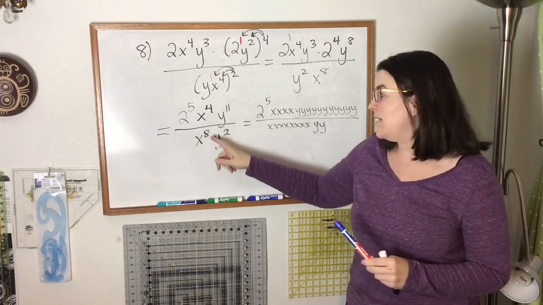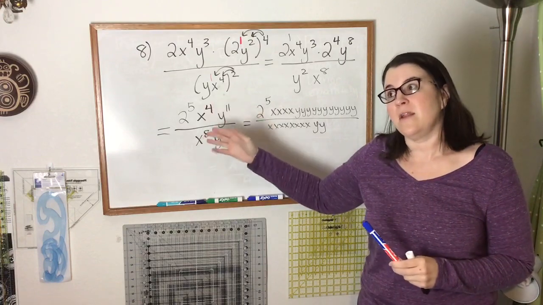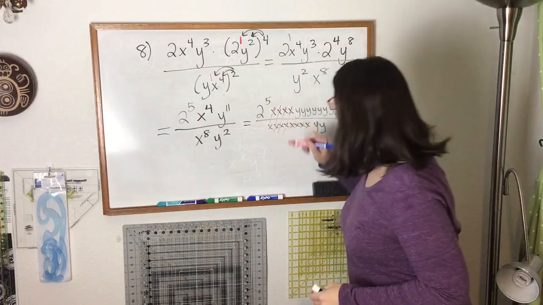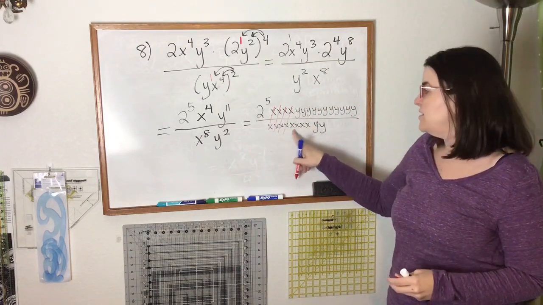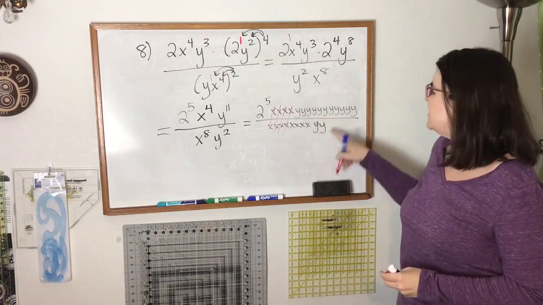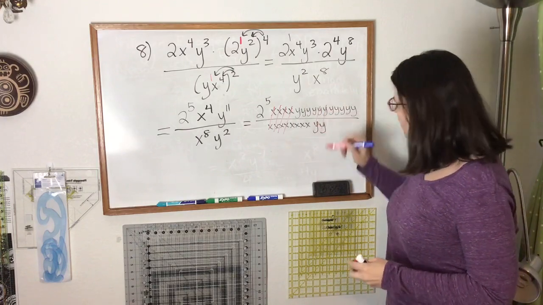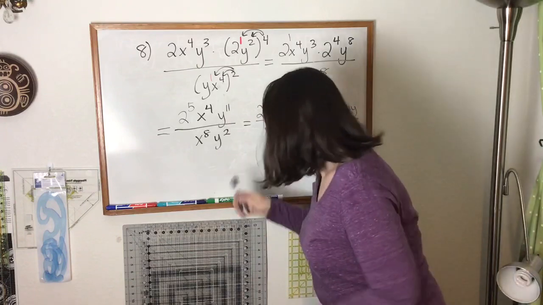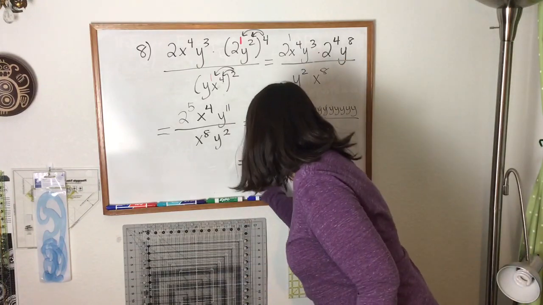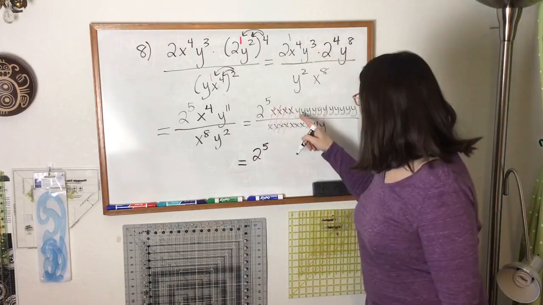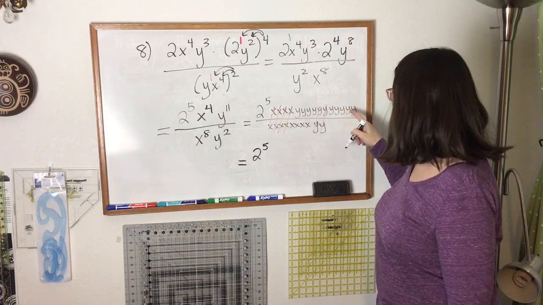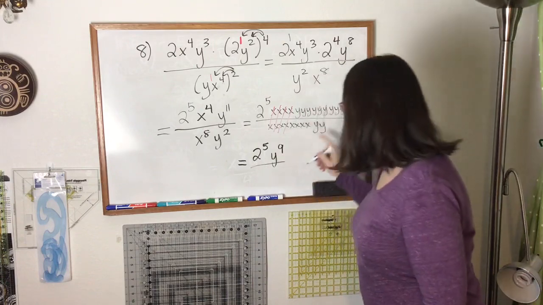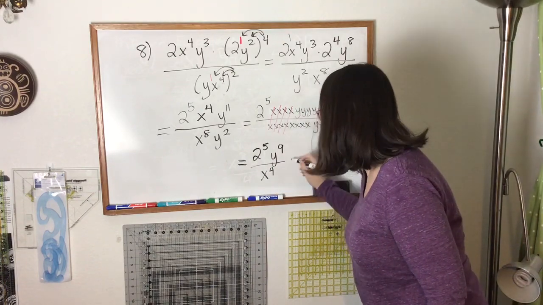If I subtract 4 minus 8, it's a negative, meaning that it would be moving to the basement. So I have x to the 4th left. This x to the 4th, though, is downstairs. It doesn't matter which y's you cancel. I'm just going to cancel the ones that are above each other. Then you would get 2 to the 5th, y to the 9, which is 11 minus 2, and then x to the 4th.